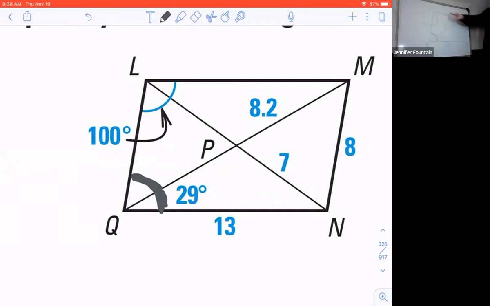Okay, so I know that when I add angle L and angle Q, they will equal 180, right? These two together will equal 180. If this one is 100, how much is the total measure of Q? What is 180 minus 100? 80. What is this little measure here? 29. So I've got 80 minus 29.